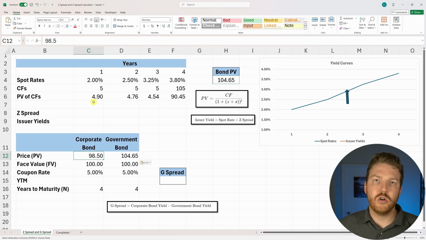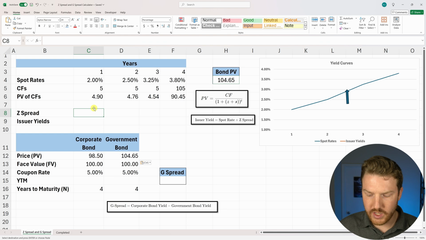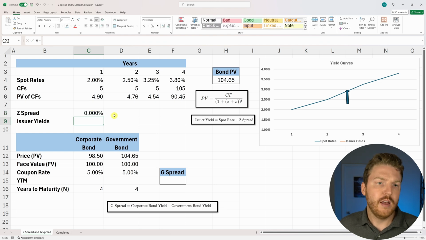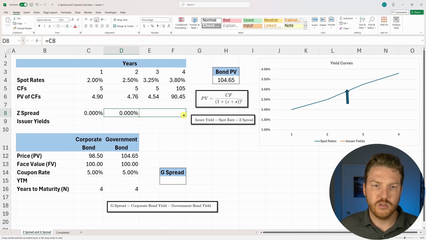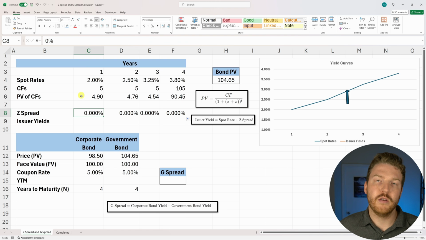So in order to account for this, we have to find a Z-spread, which we can start off with 0%. And then we're gonna drive all the other Z-spreads off this one. So I'm gonna set it equal to that, and then I'm gonna drag this formula to the right. So the other three are all driven off of this one, which is 0%.